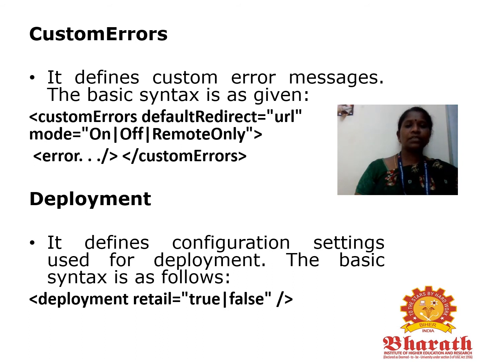Next one is custom errors. What do custom errors mean? Suppose the default redirect URL path is properly connected, then the redirect will be on automatically. Suppose the URL path is not correct, then automatically the redirect will go off. So this is custom errors. The main point of custom errors is the URL path.